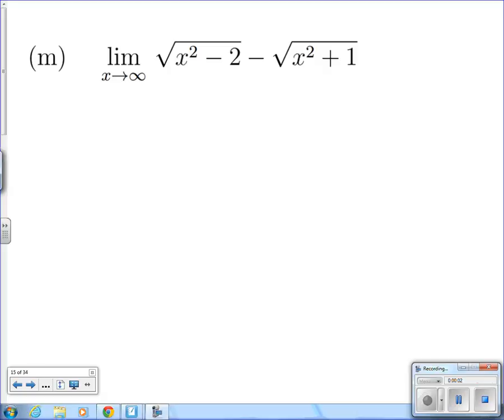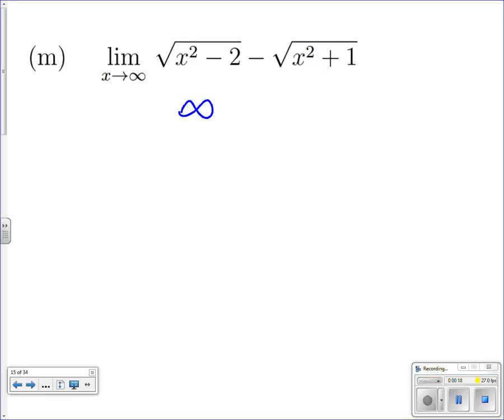Here we are at problem number 3m, where we have the limit as x approaches infinity of the square root of x squared minus 2 minus the square root of x squared plus 1. Now, a lot of times we want to try direct evaluation, but if we try that, we would end up with infinity minus infinity, and that is an indeterminate form.